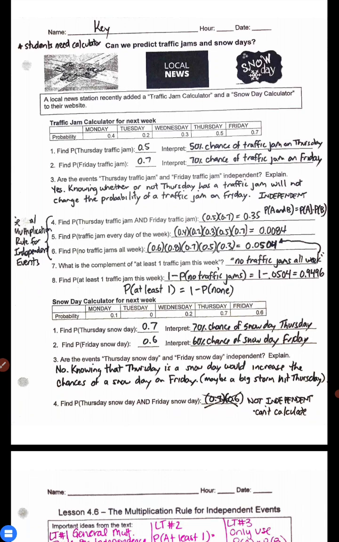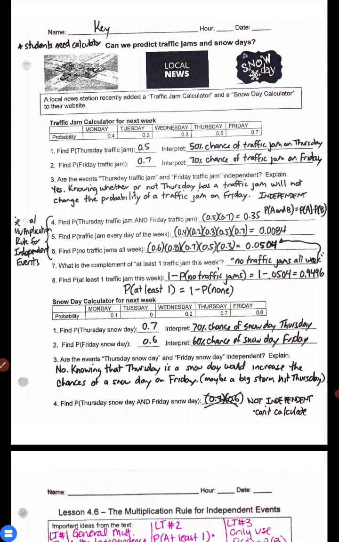Okay? What's the probability of a Friday traffic jam? 0.7 or 70%. So how would I interpret that? If I were to pick 100 random Fridays, I would expect to hit a traffic jam on 70 of them. Okay? So here's the question. Are the events Thursday traffic jam and Friday traffic jam independent?